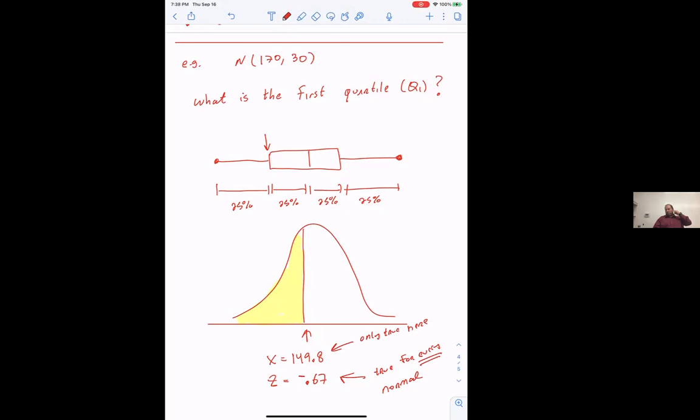By the way, where's the second quartile? 50%. Well, in the middle. All right, the second quartile would be 170. Right? It cuts off 50%, but the quartile itself would be 170. Does that make sense? Yes. Any questions on what we did today?